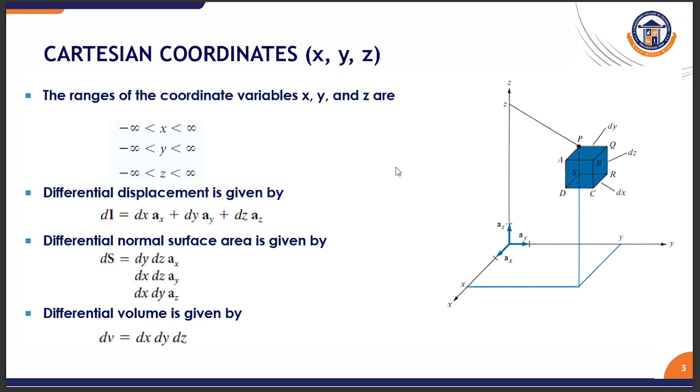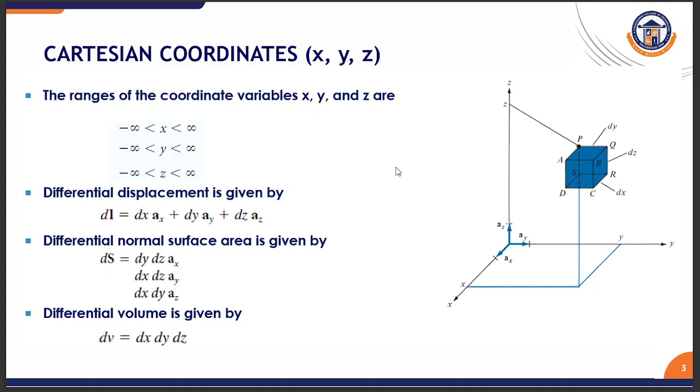In the Cartesian coordinate system, the system is defined by three independent variables x, y, and z. Here, each variable is unbounded, ranging from negative infinity to positive infinity in both directions. So x extends from minus infinity to plus infinity, and similarly y and z. The unit vectors are ax, ay, and az. These unit vectors are constant in both magnitude and direction throughout all space.